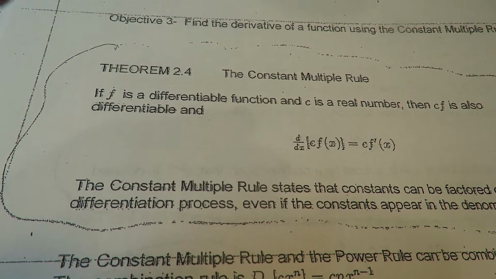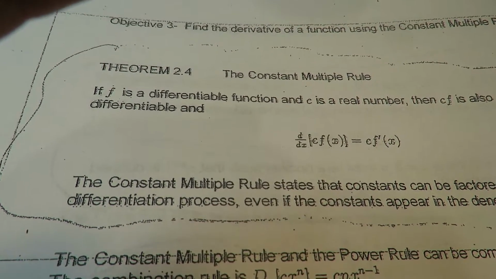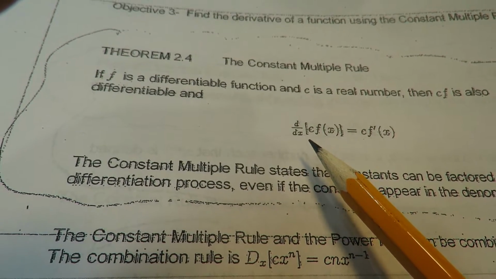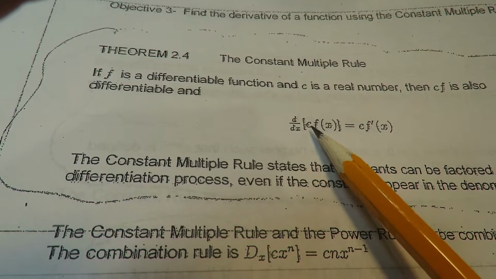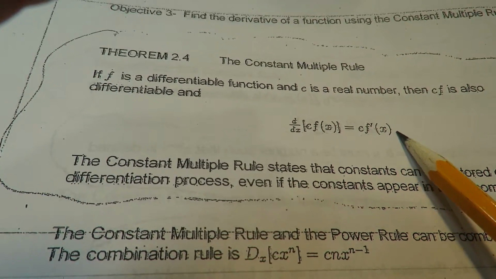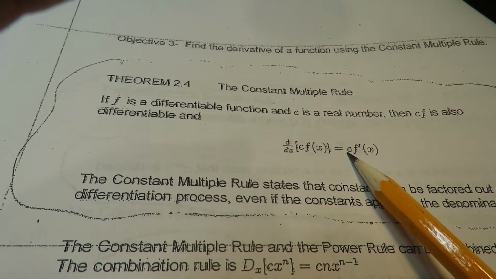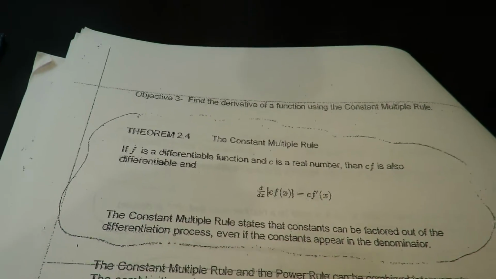Alright, gang, let's work on the next rule, which is the constant multiple rule. It's basically the same rule we just did, except what we're going to add on is that this rule is saying if you have a multiplier on your function, just go ahead and take the derivative of your function as you usually would and carry that multiplier along. That's what it's saying.